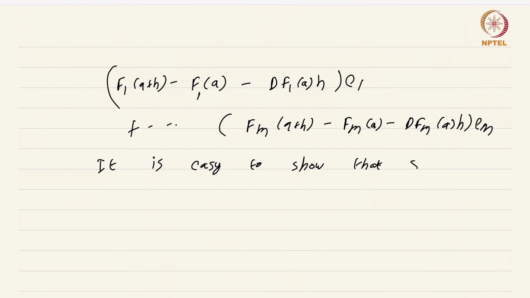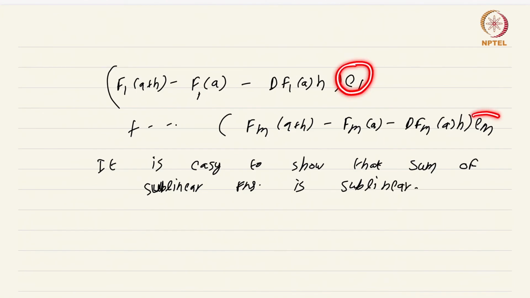the sum of sublinear functions is sublinear. So I'm being a bit vague here because there are these vectors e1 to em. So what exactly do I mean by sum and all that? I am going to leave it to you. These are easy checks. Okay, so this concludes the proof.